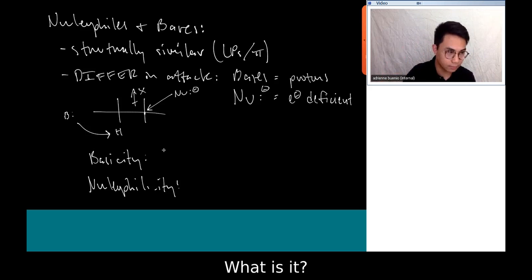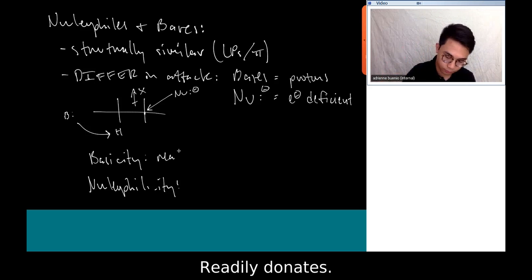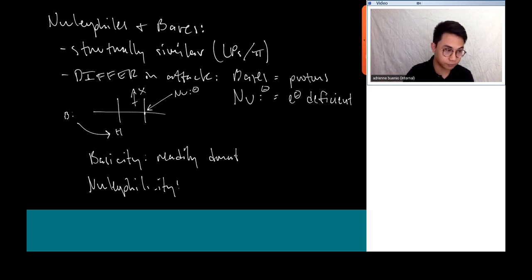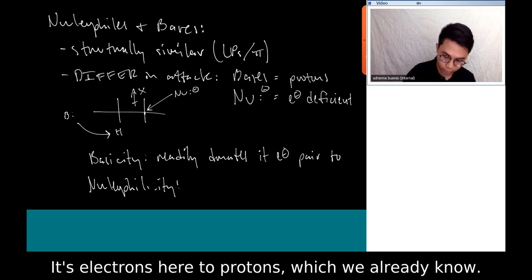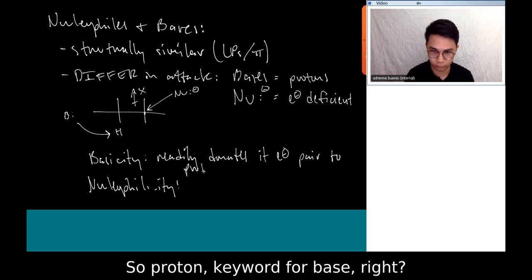Let's see, what is it? Readily donates its electron pair to proton, which we already know. So proton is the keyword for base, right?